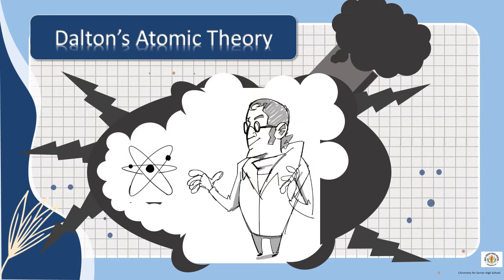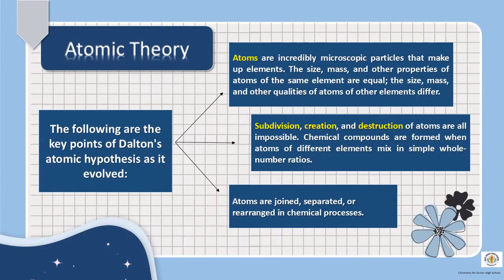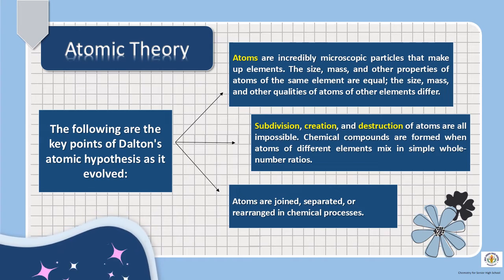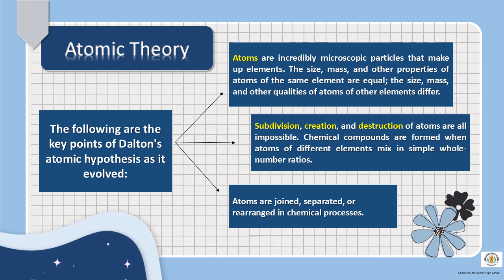So here we are with Dalton's atomic theory. Following are the key points of Dalton's atomic hypothesis as it evolved. First, atoms are incredibly microscopic particles that make up elements. Their size, mass, and other properties of atoms of the same element are all equal. The size, mass, and other qualities of atoms of other elements may differ.